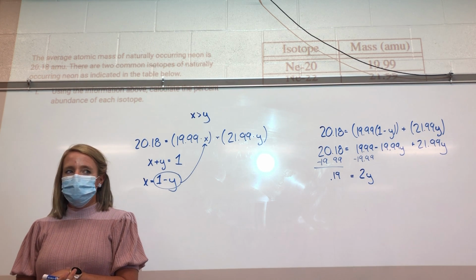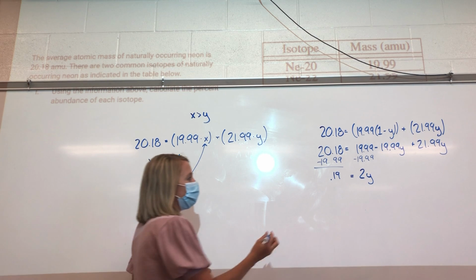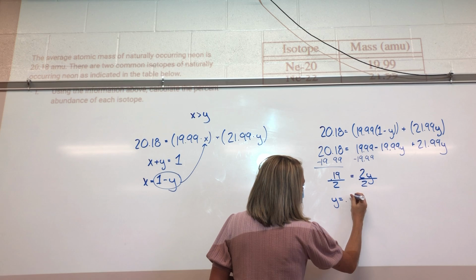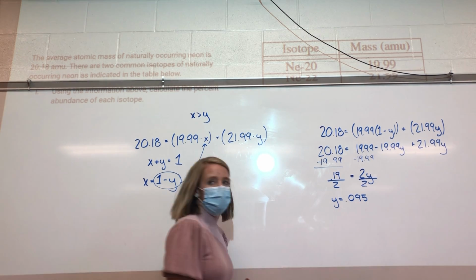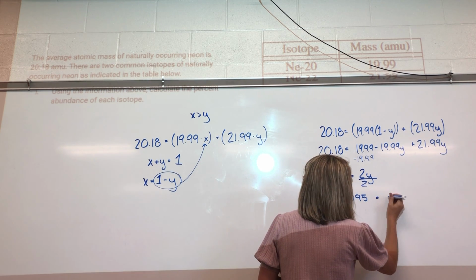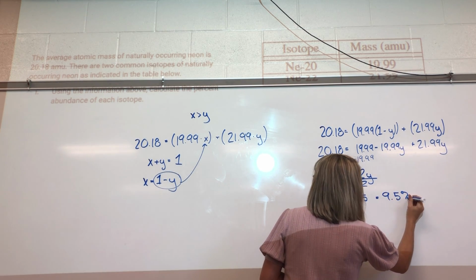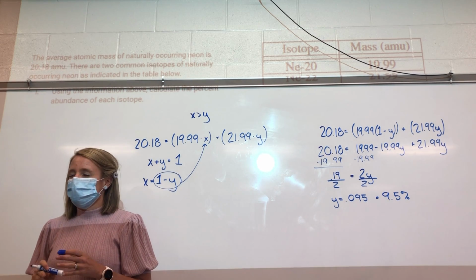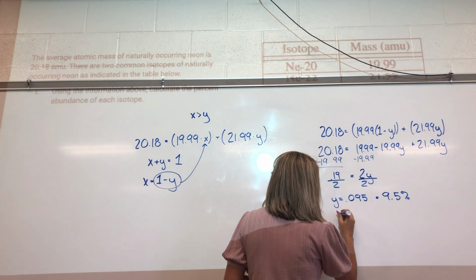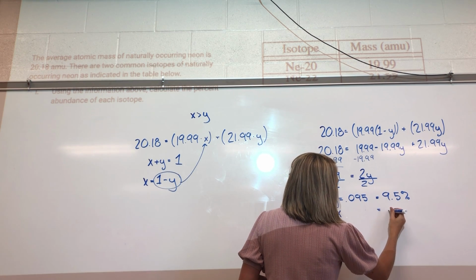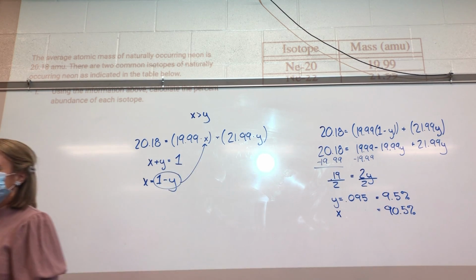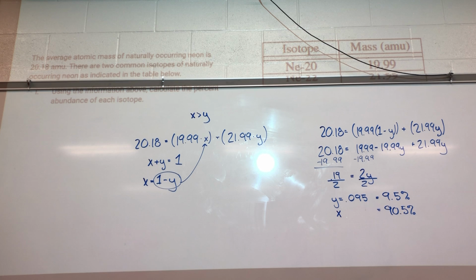Stop me if I lost you. Now I'm going to divide by 2. So y is going to equal 0.095, which in terms of an answer, you would report as 9.5%. And then x is 1 minus that, or 100 minus the percent. So then x would be, what, 90.5? Questions on that?